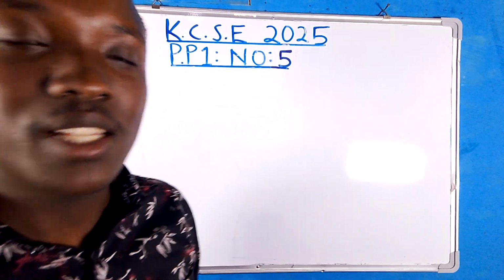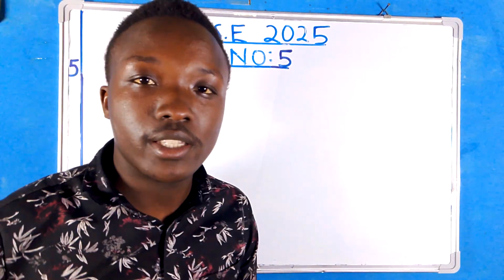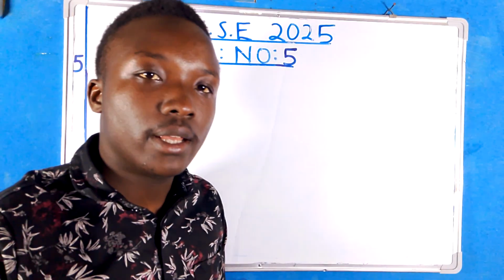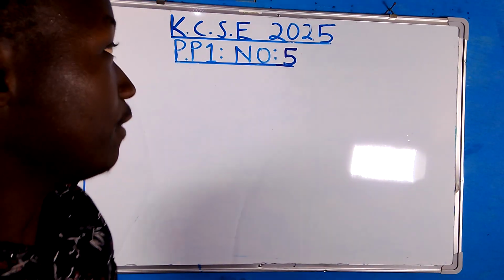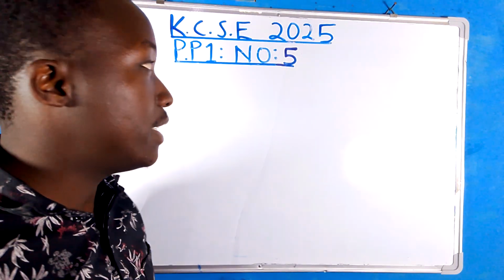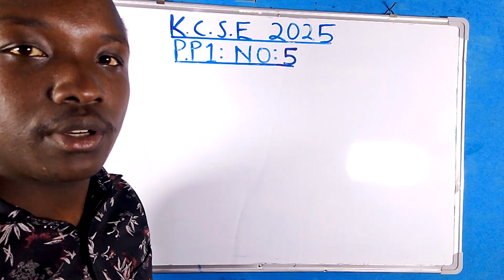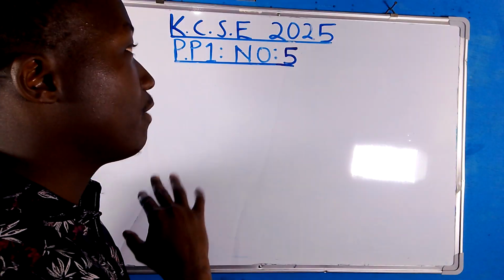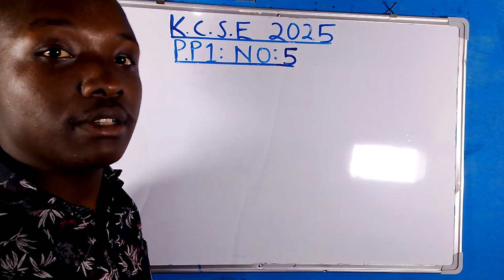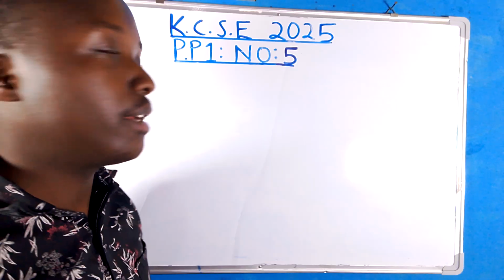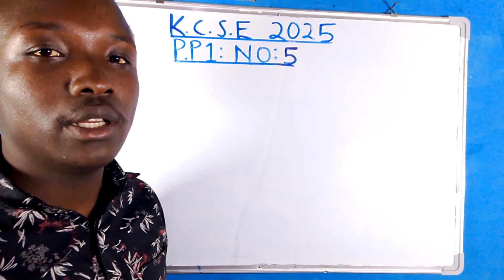Hello learners, let's proceed with question number 5, KCSE 2025 paper 1. So question number 5 has a diagram. Kindly bear with me, but on my thumbnail I have displayed the question. So before you open the video, you can first write the question down, then we can proceed, because in this part I'm going to handle the calculation.